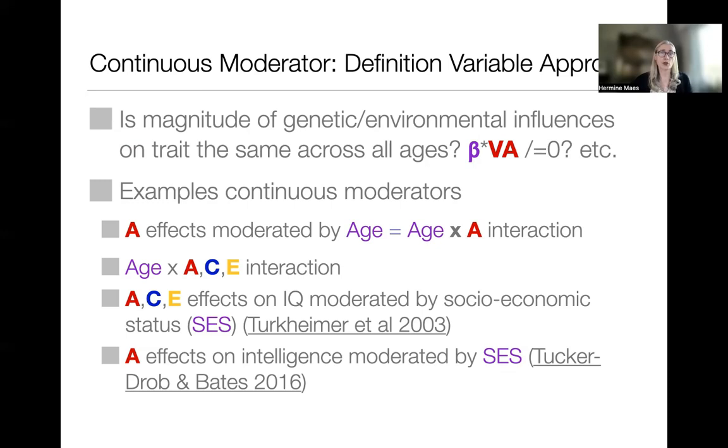Now, other classic examples are where either the A effects or the A, C, and E effects are moderated by socioeconomic status. And here, the classic examples are moderation of the additive and shared and unique environmental variance effects on IQ or intelligence by Eric Turkheimer and the Tucker-Drobe and Bates paper.